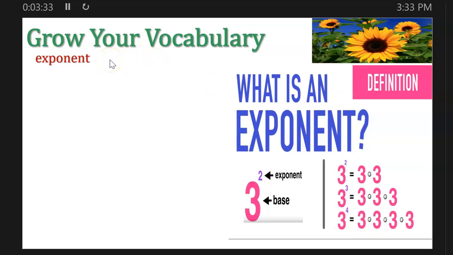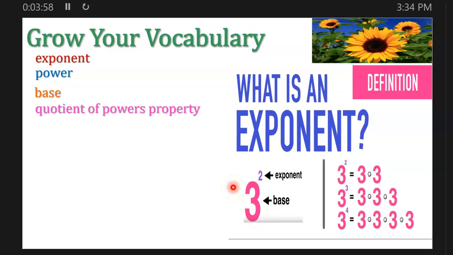Our next word is going to be power. That's another word that we use to describe an exponent. So we can read this expression here as 3 to the 2nd power, or we could say 3 to the exponent of 2. The base, of course, is the number that has the exponent attached to it.